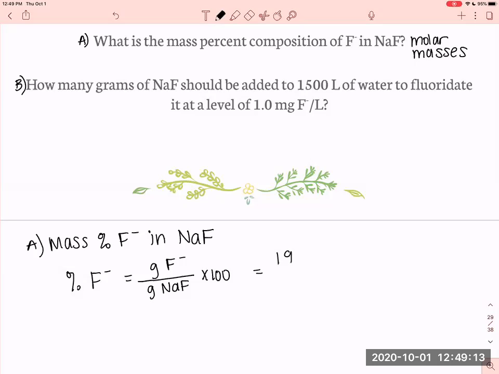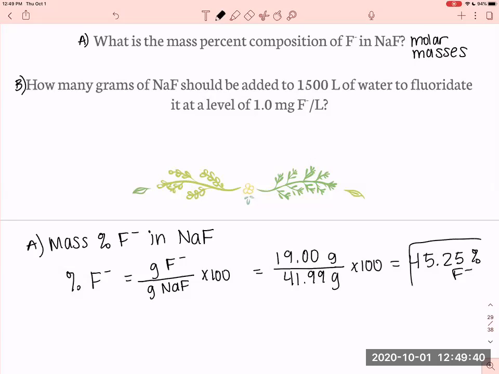So you're going to have 19, or 18.99 if that's what your periodic table is telling you. I just have it memorized as 19. And then 19 divided by 19 plus 22.99, which is 41.99, times 100, is going to give us a mass percent of 45.25% fluoride. And I'm just doing 2 digits after the decimal here to be safe. Okay, so that's the answer to this first part, 45.25% fluoride. If you've got any questions, please text me.